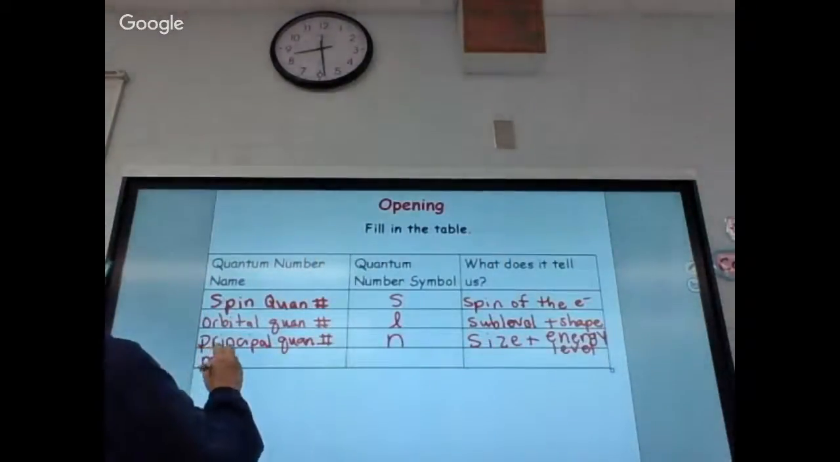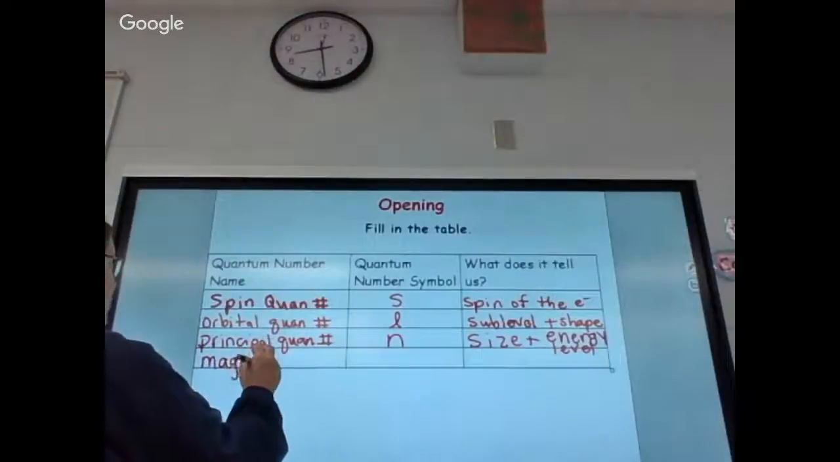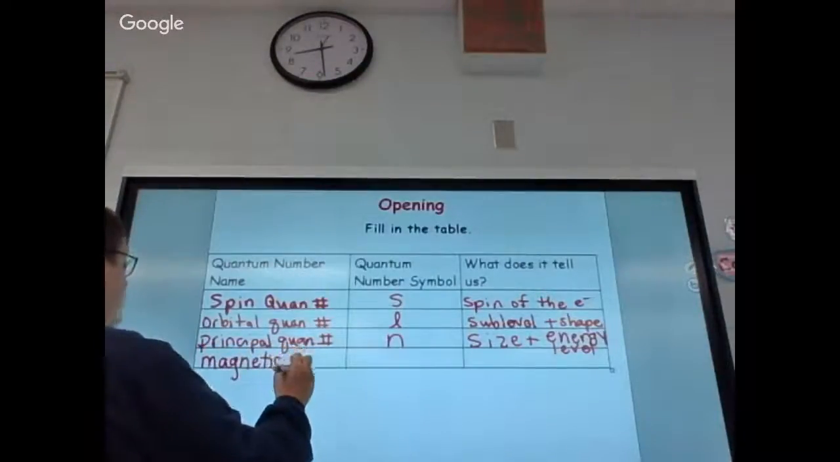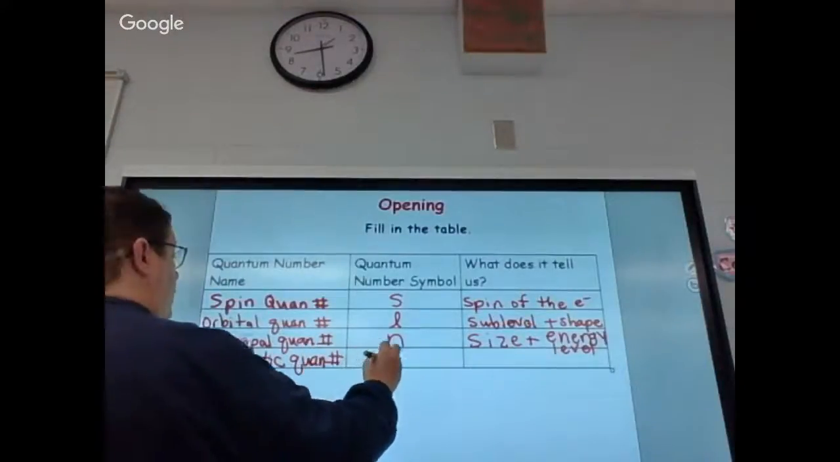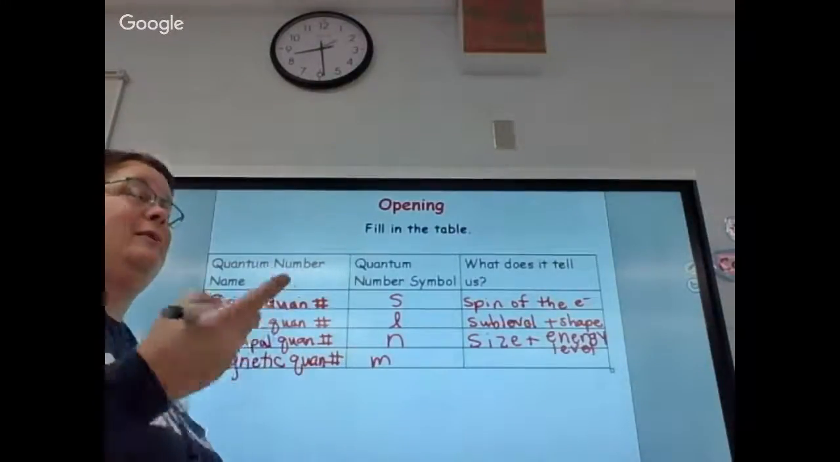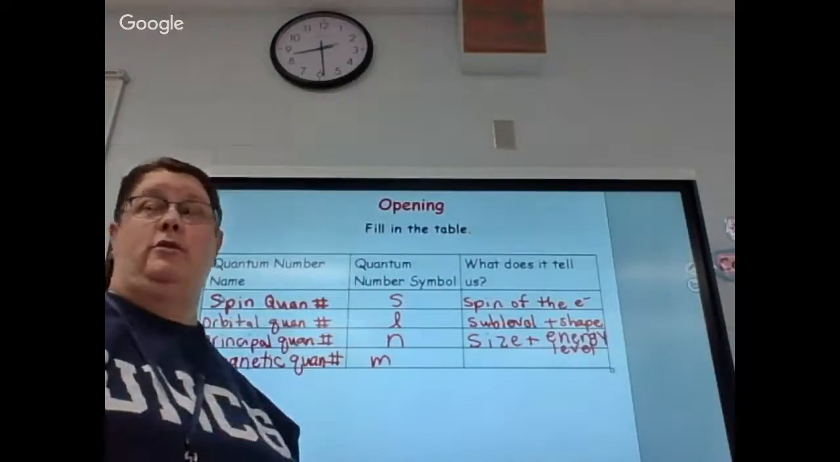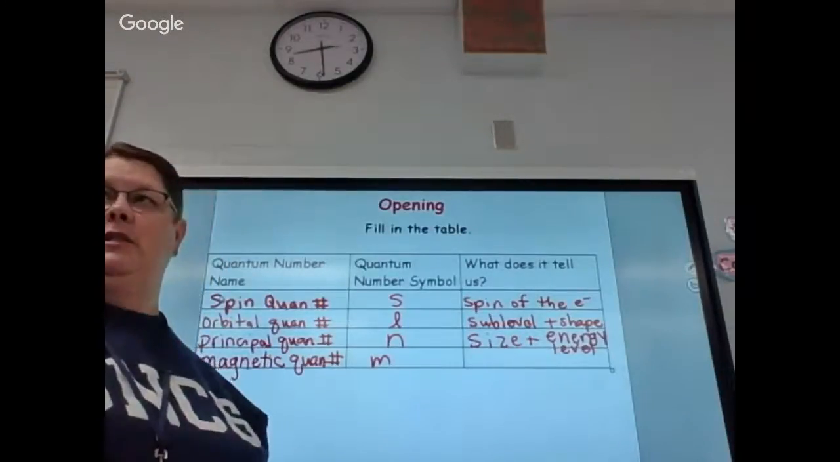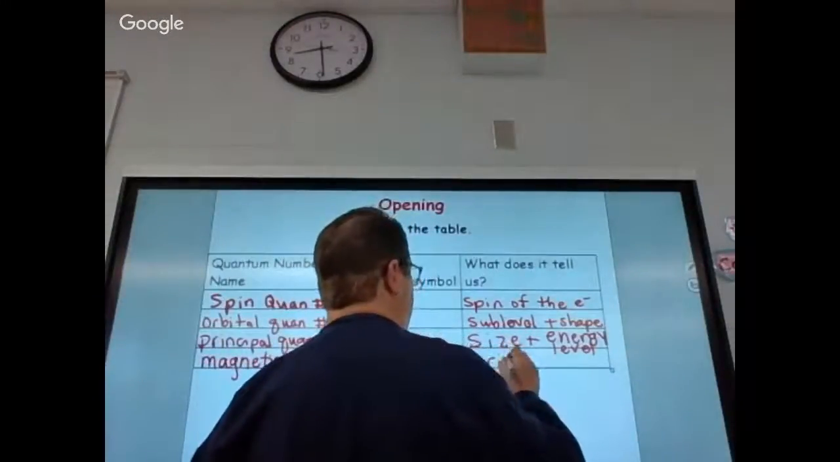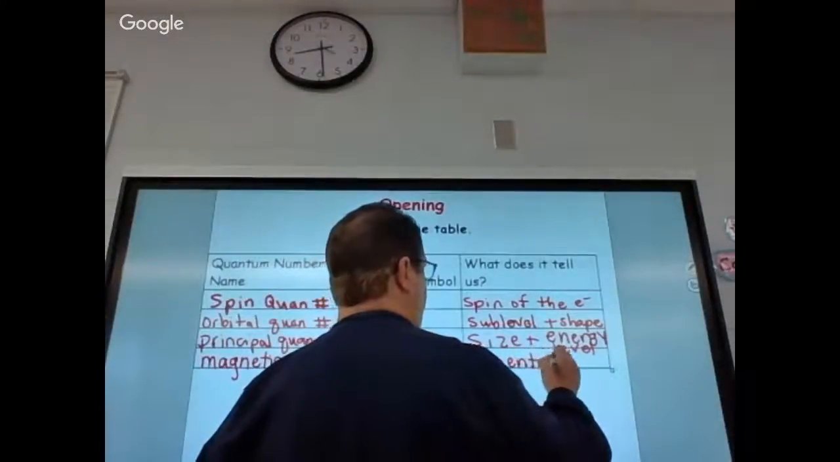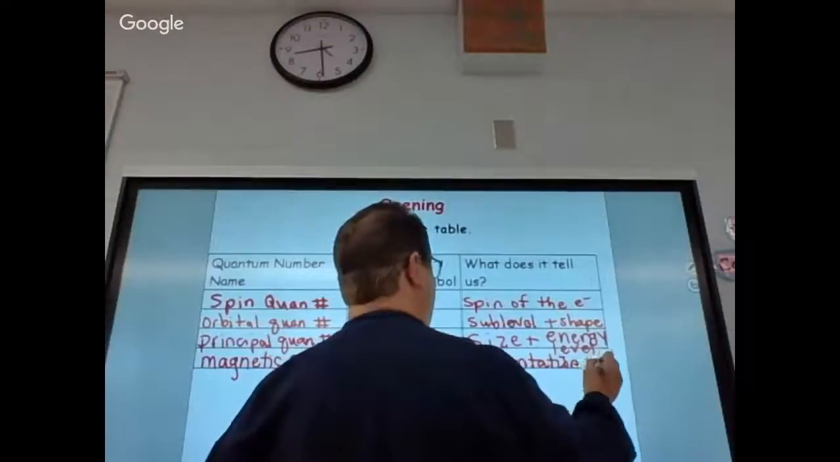Magnetic. Okay, this is one a lot of us got wrong on the quiz. All right, so the magnetic quantum number. What's its symbol? All right, you can write what it means is two things. You can write it either way. So what does it tell us? All right, you can say orientation in space. That's one way to say it, and there's nothing wrong with that.